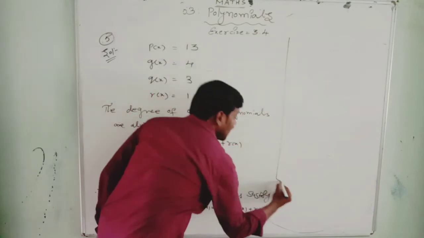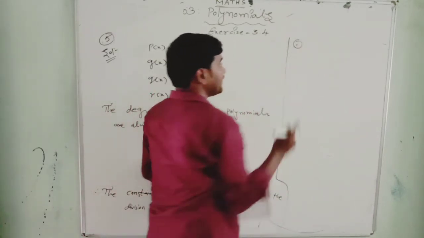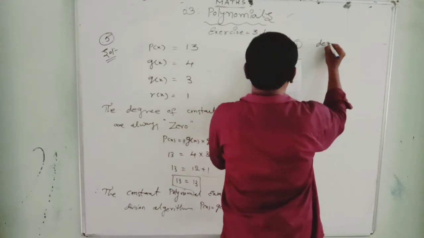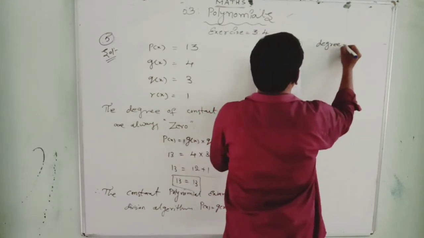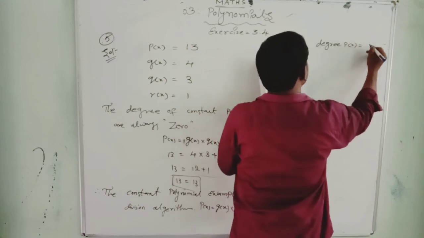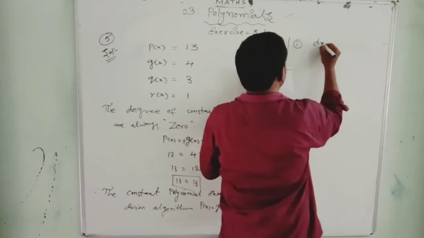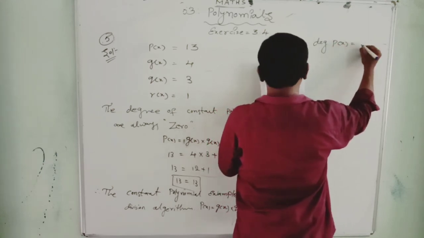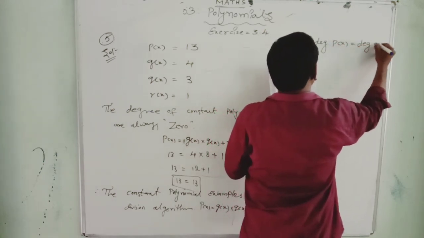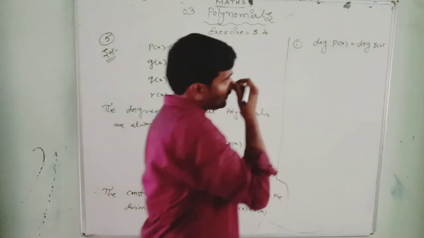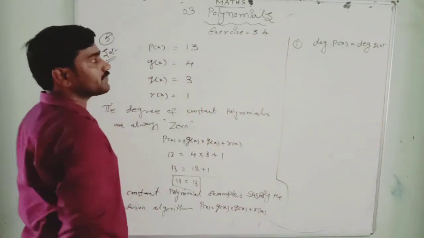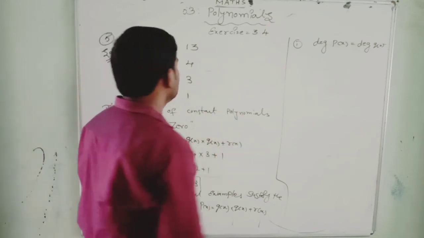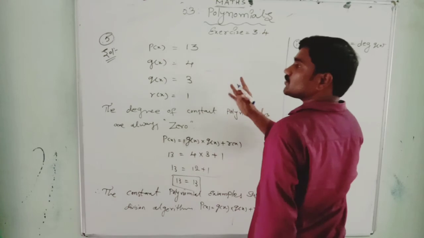Now let us see, it should also satisfy these conditions. See, the degree of p of x, here deg is nothing but degree. The degree of p of x should be equal to the degree of q of x. Now what is the degree of p of x? 0. The degree of q of x? 0. Because all degrees are 0.